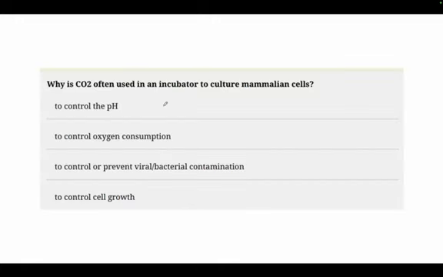Why is CO2 often used in an incubator to culture mammalian cells? CO2 is used often to control the pH. It is part of the bicarbonate buffer system, which is maintaining the pH of the buffer.